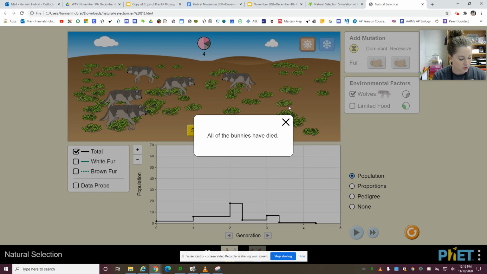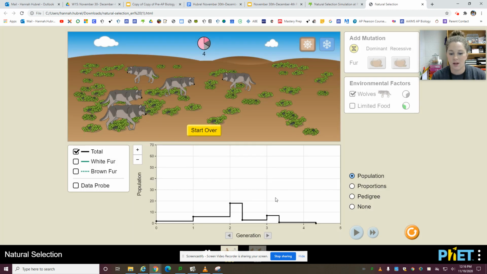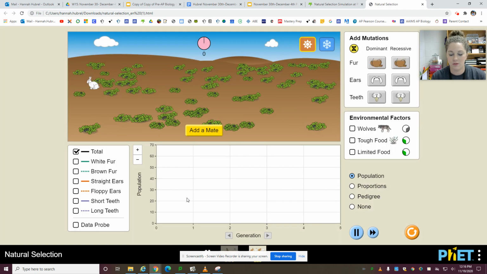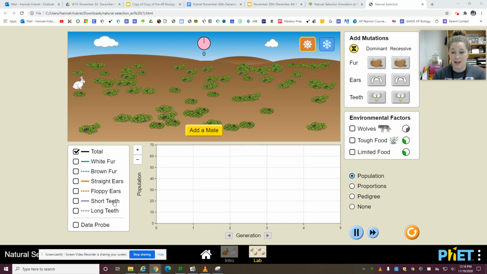And what are the 3 mutations you can add to your bunny population? On this one, we can only do the fur. But in the actual lab, you'll see that the mutations can cause them to have different colored fur, different kinds of ears, and you'll be able to have short and long teeth. So we have white and brown fur, straight or floppy ears, short teeth, long teeth.